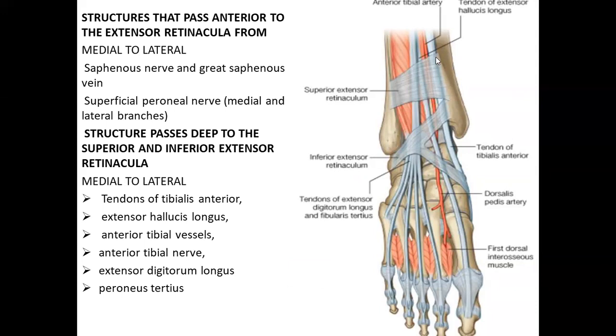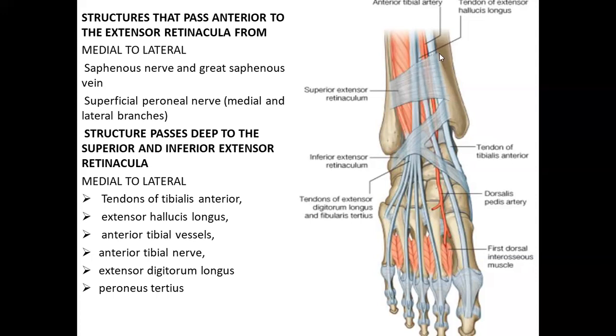Medially, this splits and it encloses the tibialis anterior tendon with its synovial sheath, whereas the other structures that lie in the anterior compartment, which are the extensor hallucis longus tendon, the deep peroneal nerve, the anterior tibial artery, the extensor digitorum longus and the peroneus tertius, pass deep to the extensor retinaculum. Here, the tendons of these muscles are not surrounded by a synovial sheath, and the deep peroneal nerve and the anterior tibial artery lie deep to the tendon of the extensor hallucis longus.